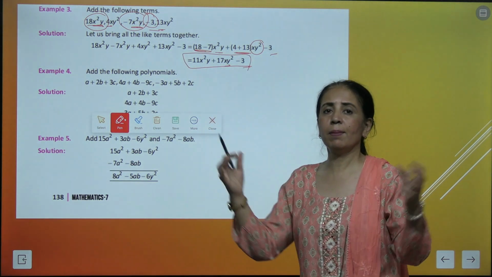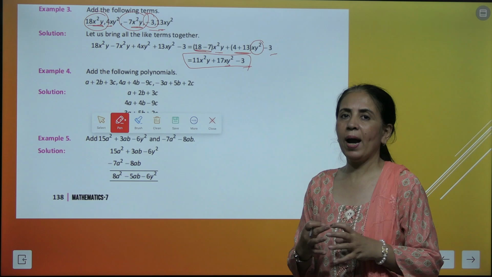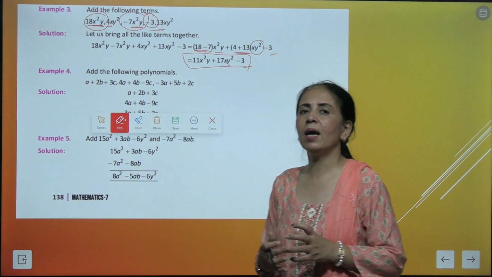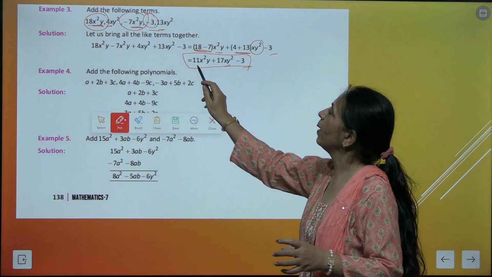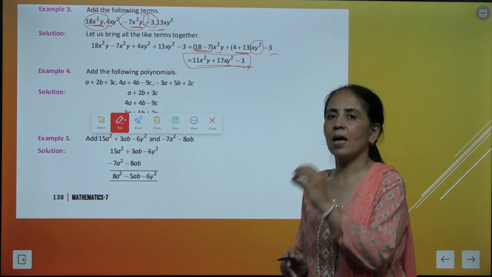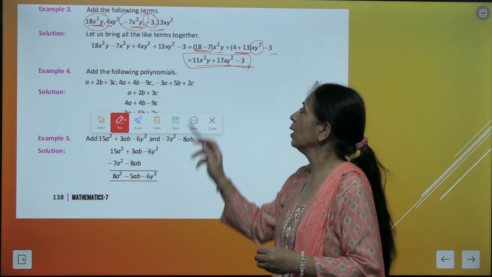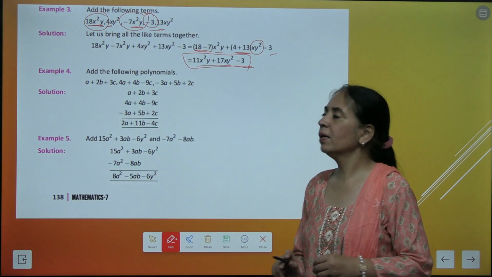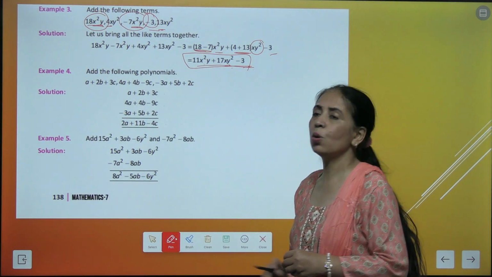तो इस तरह से हम जो like terms होते हैं उनको ऐड करते हैं और जो दूसरा ग्रुप ऑफ लाइक टर्म्स है उनको ऐड किया. और इस तरह फाइनली हमारे पास जो रिजल्ट आता है उसमें सारी जो अनलाइक टर्म्स होती हैं वो हमें नजर आती हैं. Let's take another example and here we are adding using a column method.